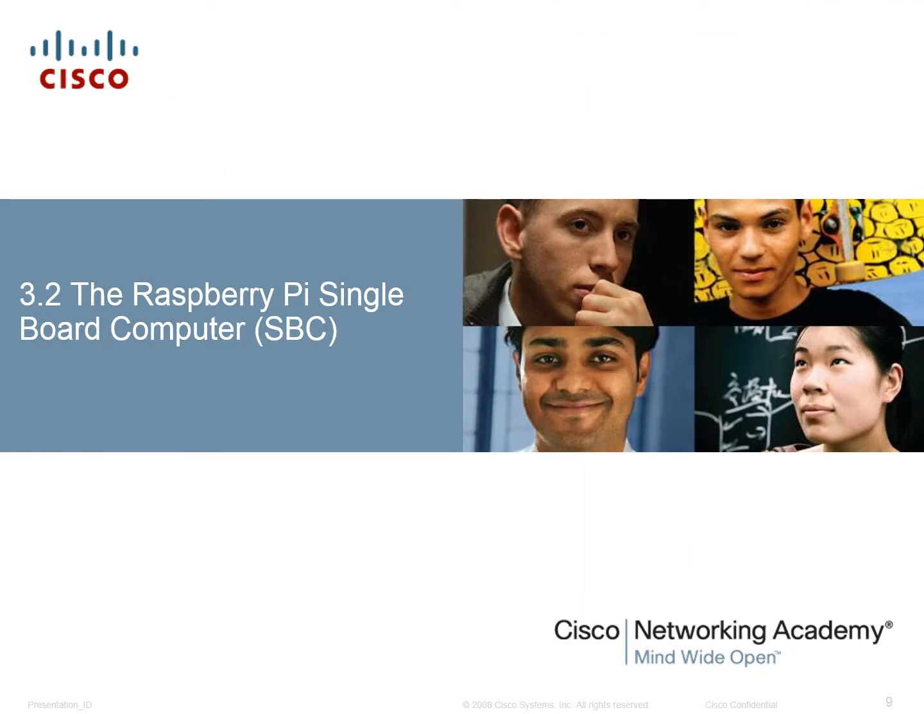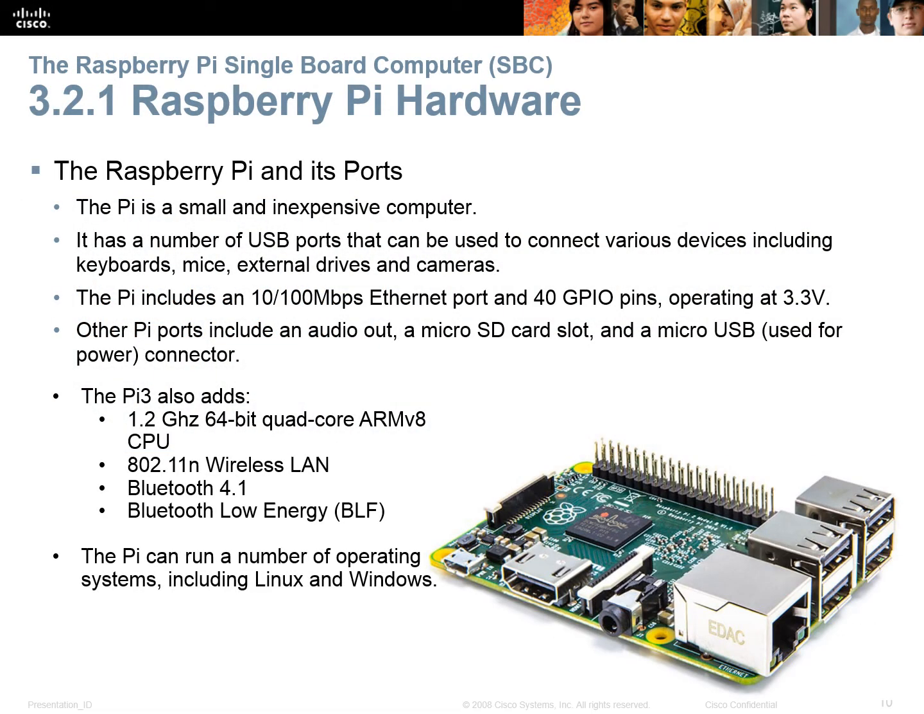The Raspberry Pi single board computer. The Raspberry Pi is an inexpensive, small computer. It has a number of USB ports that can be used to connect various devices, including keyboard, mouse, external drives, and cameras. Because it is a full computer in a package the size of a credit card, the RPi has become the choice of many IoT projects.